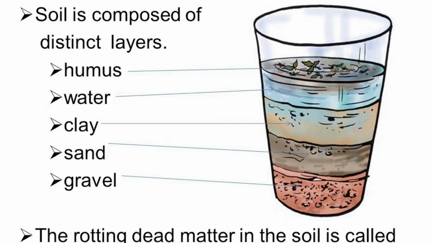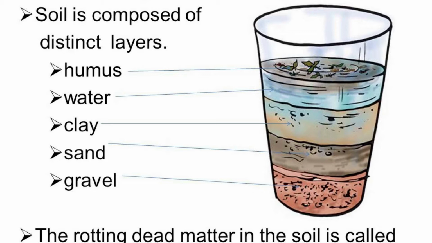Now we will see the soil profile. Okay, so soil is composed of distinct layers. So we can do one experiment to understand more about that. Take 2 cups of soil. Then take a beaker or a glass. Glass is better. Take it in a glass and add some water and mix it nicely. Okay, and after that keep it for some time. Then we can see different layers of soil.